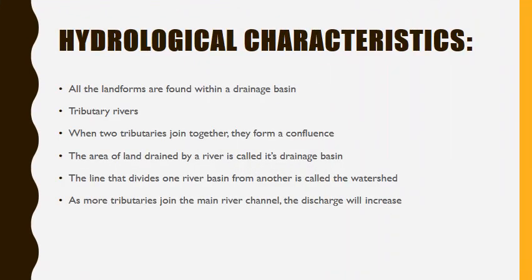Hydrological characteristics. All the landforms are found within a drainage basin. Tributary rivers: when two tributaries join together, they form a confluence. The area of land drained by a river is called its drainage basin. The line that divides one river basin from another is called the watershed. As more tributaries join the main river channel, the discharge will increase.